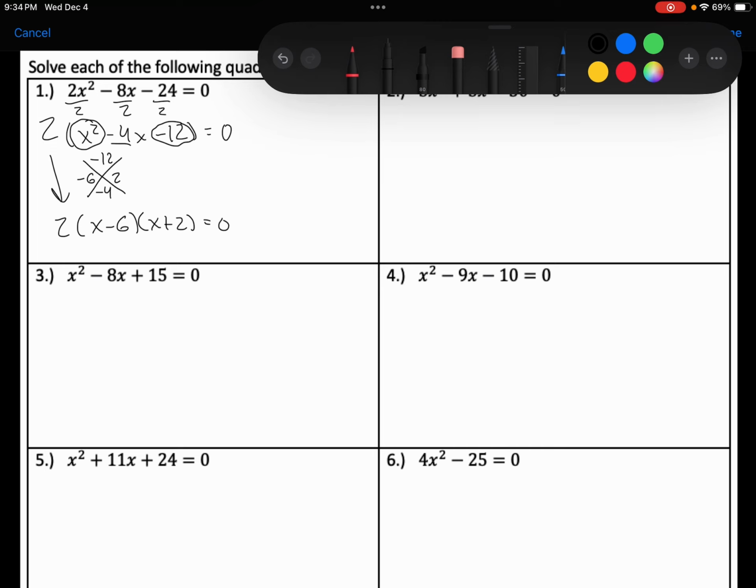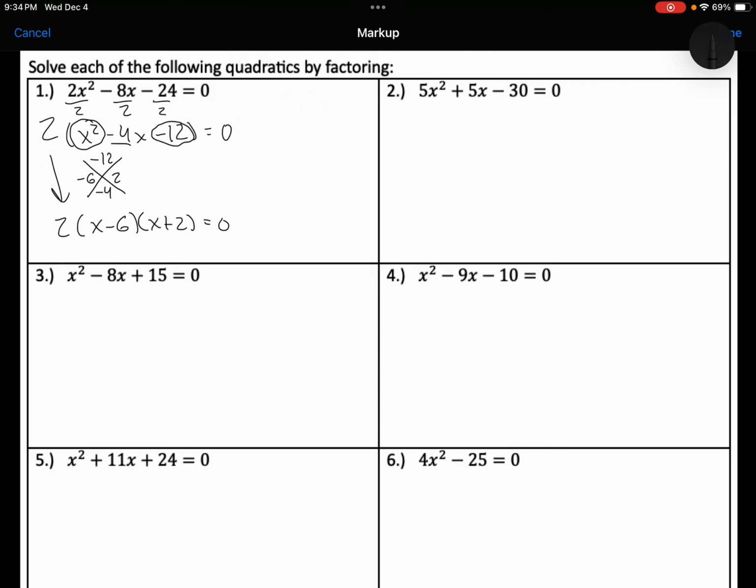We would set each of these factors equal to 0, so we can do that up here if you'd like to see. We'd have x minus 6 equals 0 and x plus 2 equals 0. For this one, I would add 6 to both sides, and I get x equals 6. For this one, I would subtract 2 on both sides and get x equals negative 2. So my answers are going to be that x is going to equal 6 and negative 2.